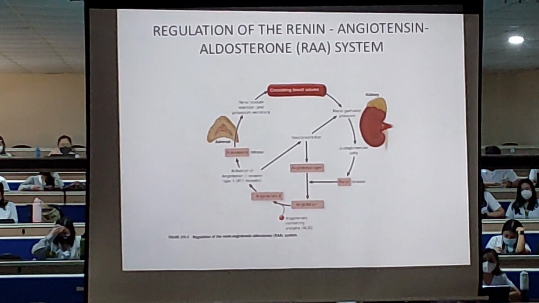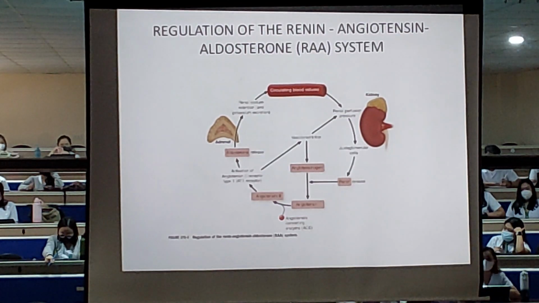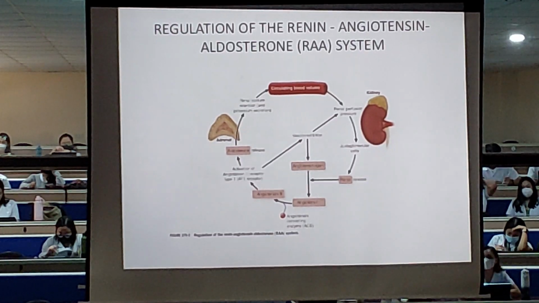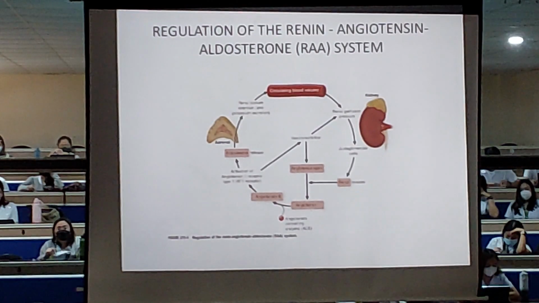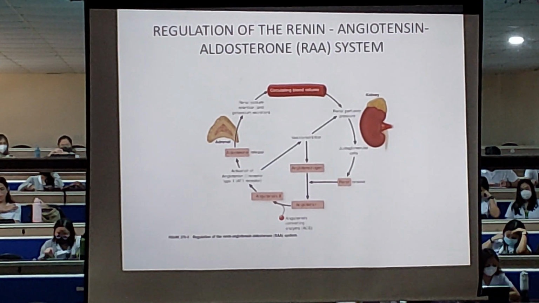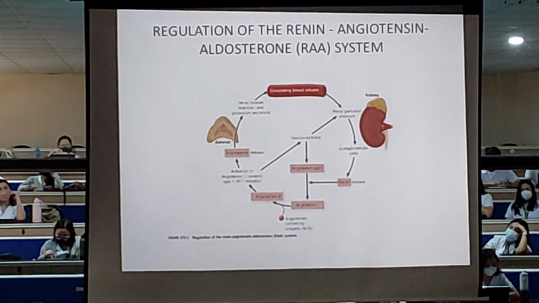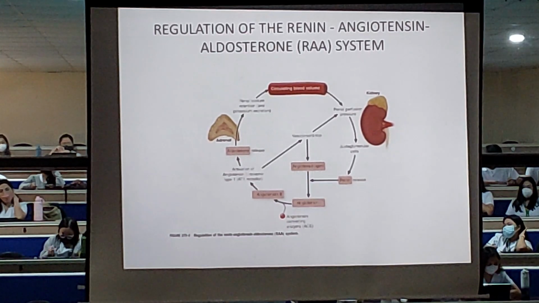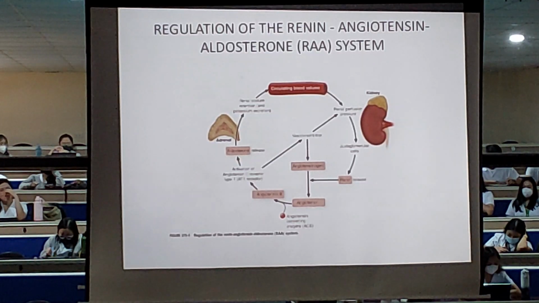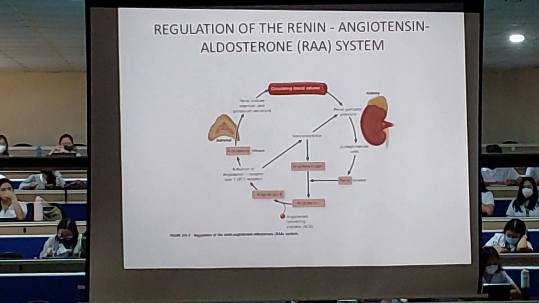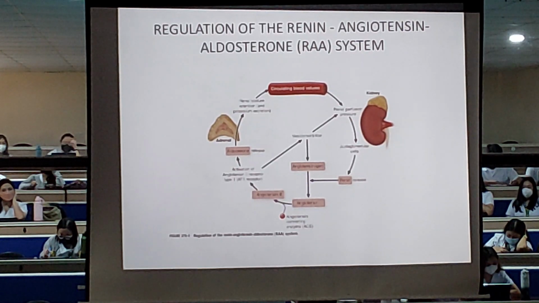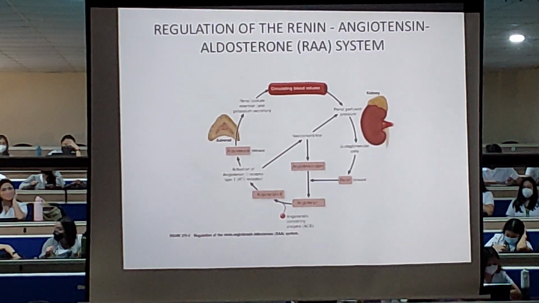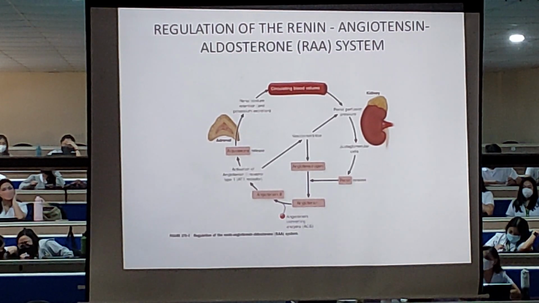With angiotensin converting enzyme, this would also help the cleavage of angiotensin 1 to angiotensin 2, resulting in the activation of your angiotensin 2 receptor type 1. Activation of the angiotensin 2 receptor type 1 would lead to the release of your aldosterone in the adrenals, and this would cause vasoconstriction and increase in the renal perfusion pressure.